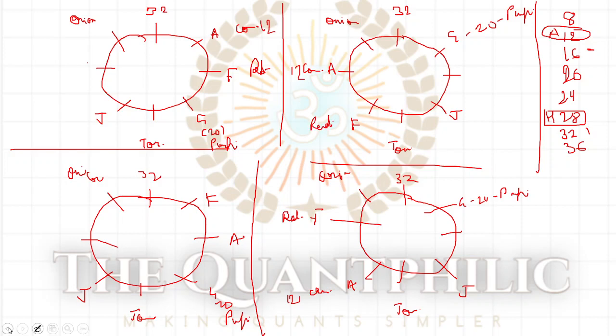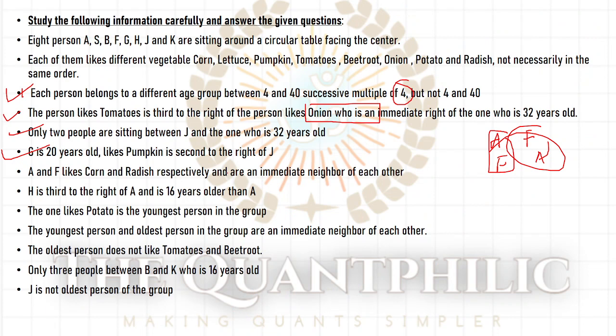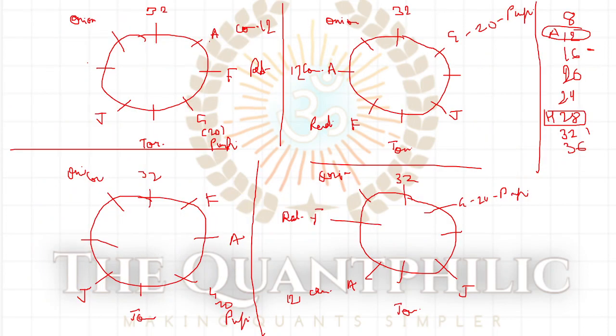Okay, कौन सी यूज हो गया, और इमीडिएट नेबर लाइक्स, ठीक है। H is third to the right of A, ये पॉइंट रह गया. H is third to the right of A, so H can be over here, first to the right, second to the right, third to the right, H is over here and the age is 28. Here A is here, first to the right, second to the right, third to the right, so H will be here, but here J is already sitting over here, so this case is discarded.